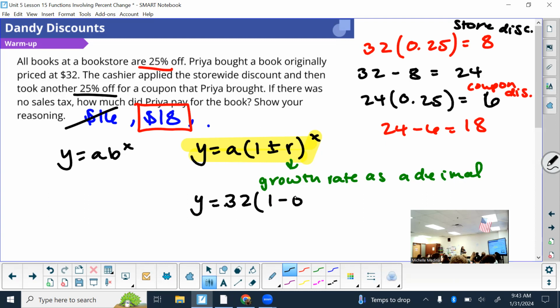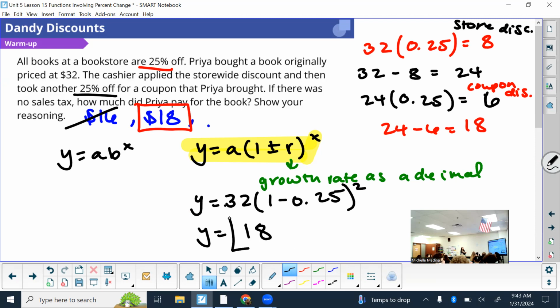0.25. And then the exponent, or the x, would be how many times are you applying that change? In this example, how many times did we apply the 25% off? Twice. So if you do this in your calculator, you will get the same answer that we got.